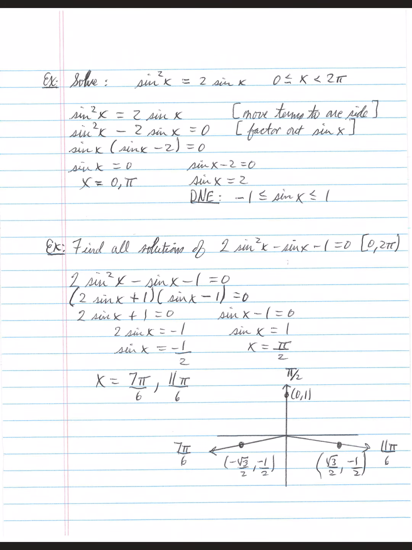The other factor, when you add 1, the angle where the y-coordinate is +1 happens at pi over 2. And I've got those angles marked off here. 7 pi over 6 has a y-coordinate of -1/2. 11 pi over 6 also has a y-coordinate, or a sine value, of -1/2. Pi over 2, that's up here, has a sine value or y-coordinate of +1.